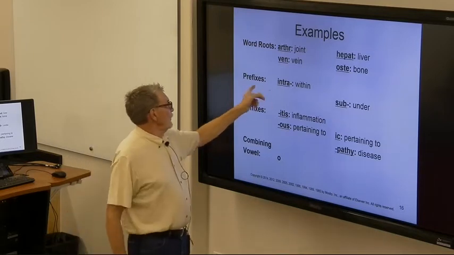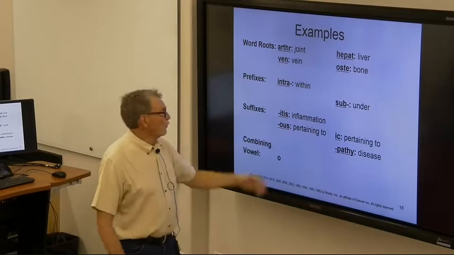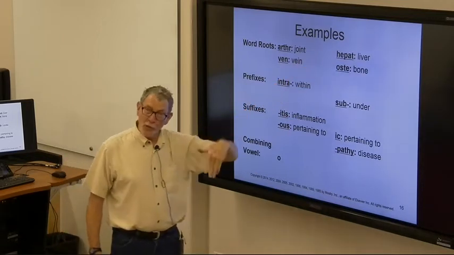Here's a couple of prefixes. Intra, sub, those are prefixes. You might have subhepatic, meaning below the liver.